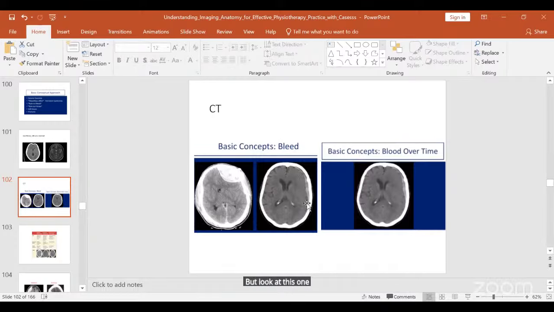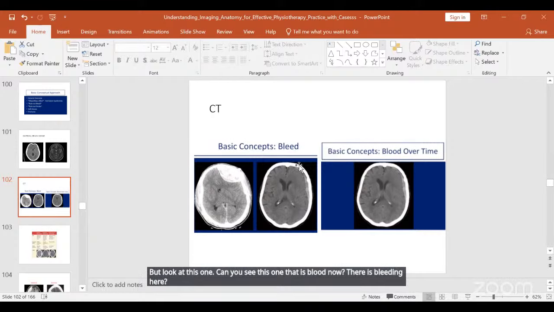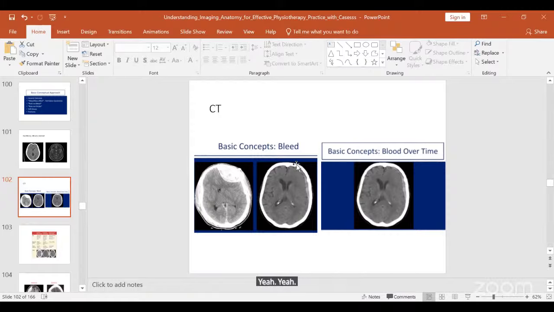But look at this one. Can you see this one? There is bleeding here. But look at this bleeding. It's of course convex towards the bone. But is it also convex towards the cerebral tissue? No. So it's uniconvex. So epidural hematoma is biconvex. Subdural is uniconvex, convex towards the bone.